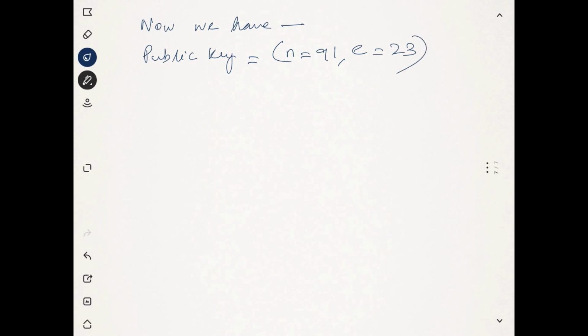So now we have a public key, that is n equal to 91 and E is 23, that can be used to encrypt. We have a private key, n equals 91 and D equals 47.